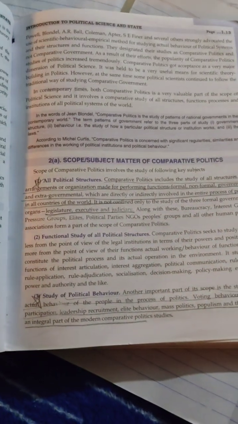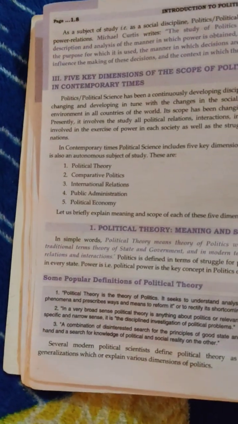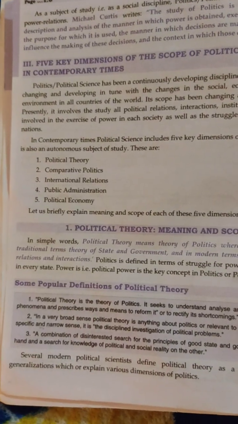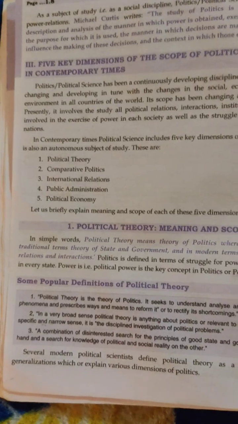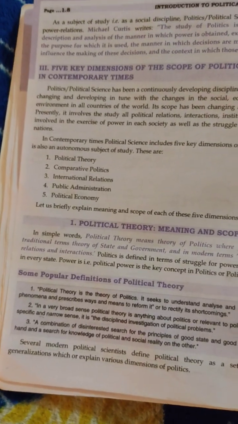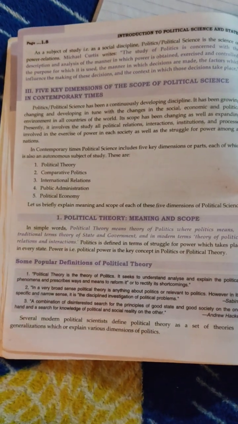सो स्कोप में हम क्या लिखेंगे? स्कोप में हमारा सबसे पहले आएगा पॉलिटिकल थियोरी. सो इसके जो हमारा स्कोप आता है, स्कोप के आते हैं हमारे 5 पॉइंट्स: पॉलिटिकल थियोरी, कंपैरेटिव पॉलिटिक्स, इंटरनेशनल रिलेशंस, पब्लिक एडमिनिस्ट्रेशन एंड पॉलिटिकल इकोनॉमी. इन सभी के जो मीनिंग है, डेफिनेशन है, दैट इज कंपल्सरी फॉर अस. सो फर्स्ट इज पॉलिटिकल थियोरी.